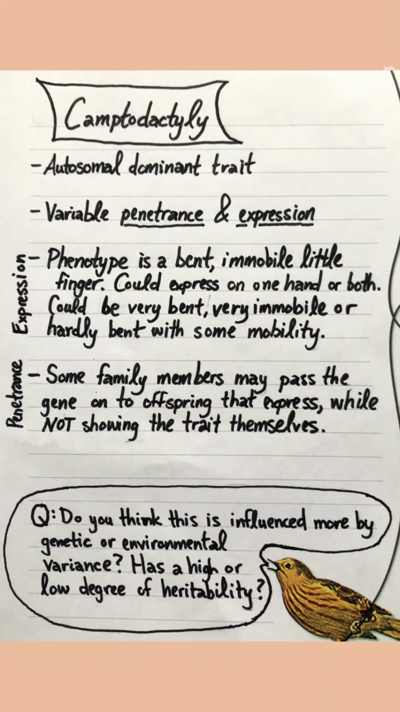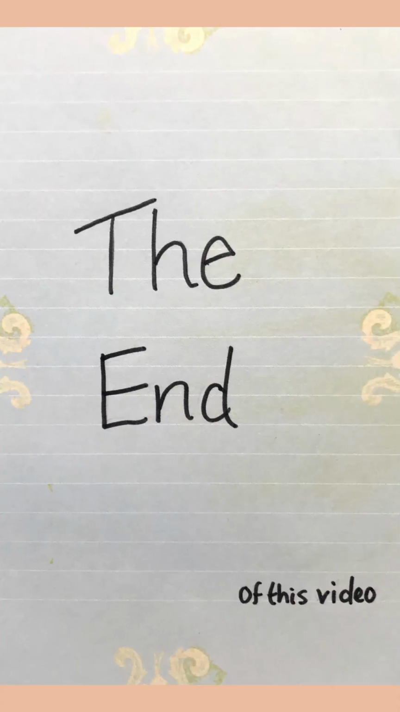So questions you want to be asking yourself about genetic and environmental variants when you look at something like camptodactyly are: do you think this is more heavily influenced by the genetics or the environmental variants? Do you think it's a combination of both? Does this mean that it has a high or a lower degree of heritability? The next video will look at our second set of terminology in genetics.